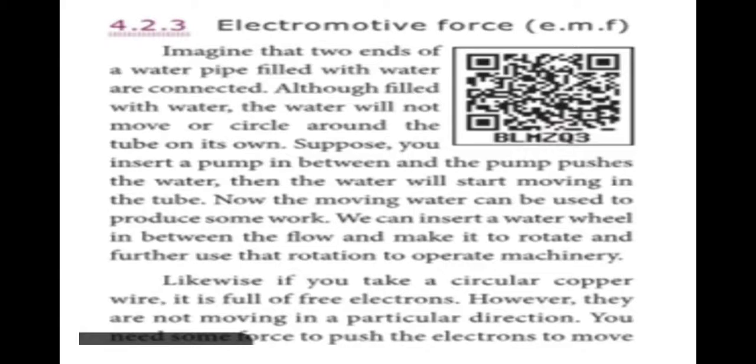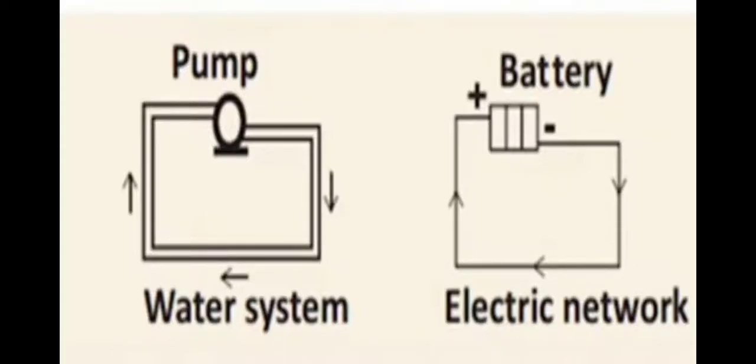In the case of a water system, the pump pushes the water so that the water starts flowing in the tube. In an electrical network, the battery pushes the electrons so that the electrons start flowing in a wire or conductor. So, when the electrons start flowing, what is produced? Current is produced. So, we can say the battery is analogous to a water pump. The pumping action of the electrical energy source is made possible by electromotive force.